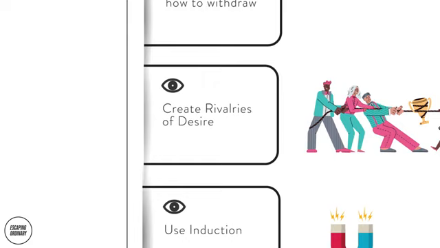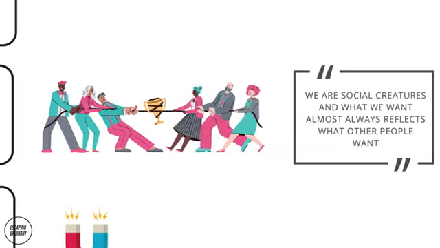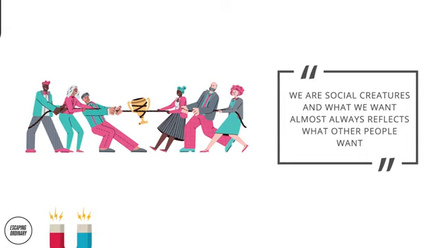2. Create rivalries of desire. What we want almost always reflects what others want. The man who has been single for 5 years gets into a relationship and all of a sudden has 2 other women interested in him. Or the child who wants his brother's new toy. Creating the impression that you or your work are desired by others will attract others. In negotiation tactics, always have another party that is also interested to create a rivalry.